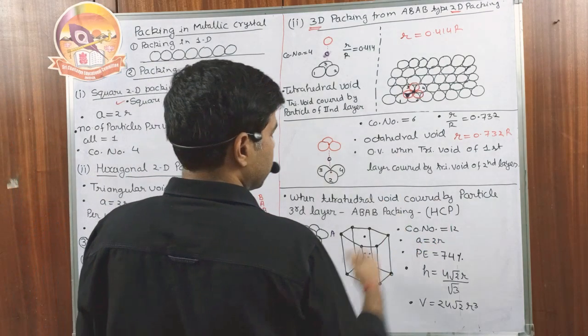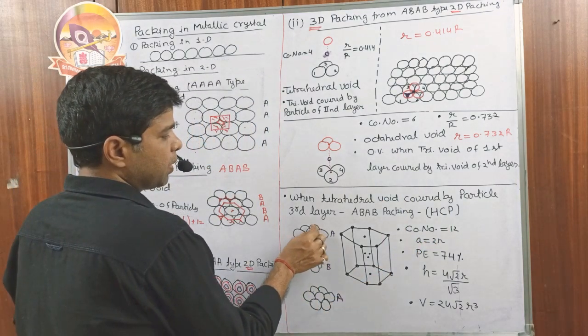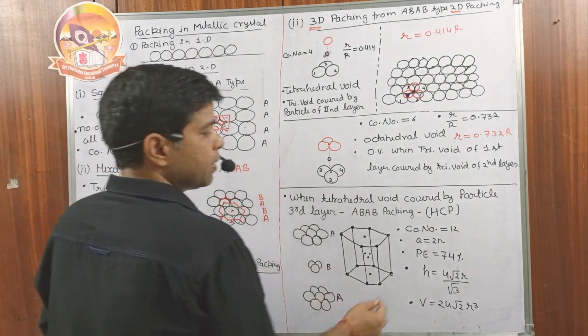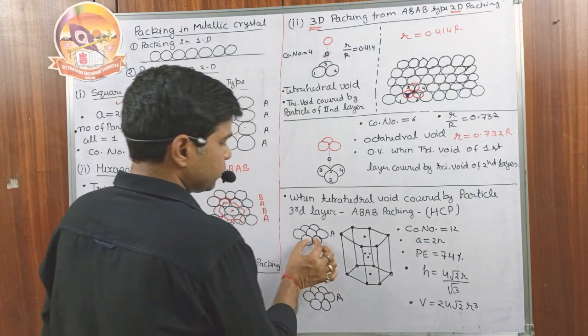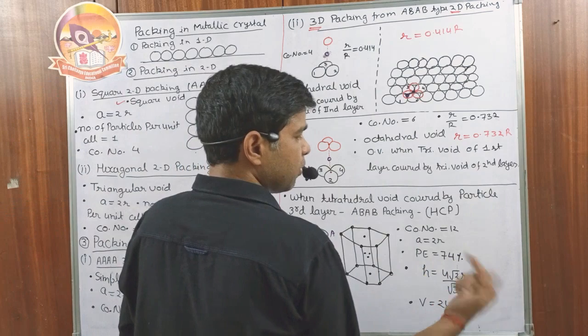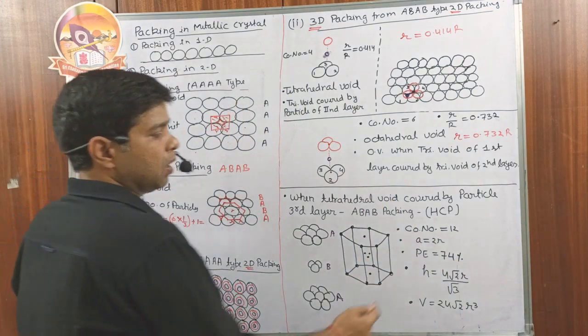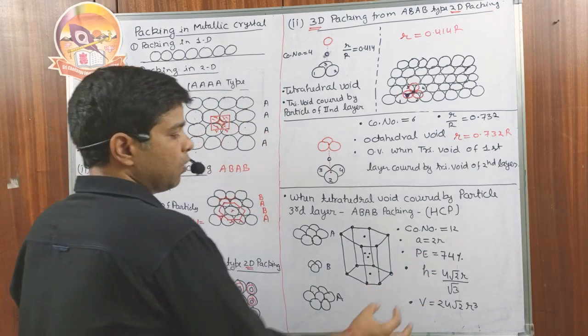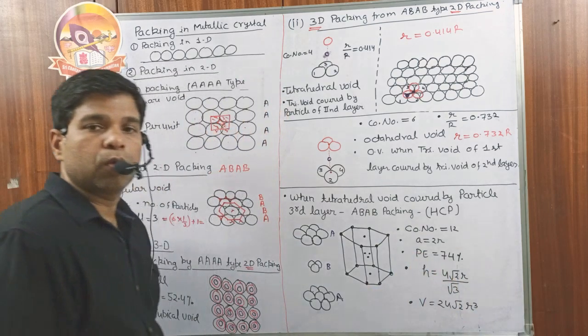This is the figure we have. Coordination number is 12. One particle is surrounded by 6 particles in the same layer, 3 particles down and 3 particles up. Radius: a is equal to 2R. Packing efficiency we have already covered, 74%. Height formula: height is equal to 4 root 2 R divided by root 3, and volume is 24 root 2 R cube.